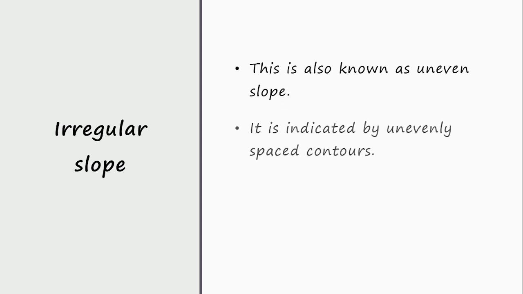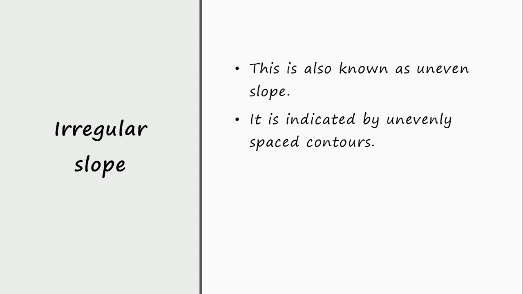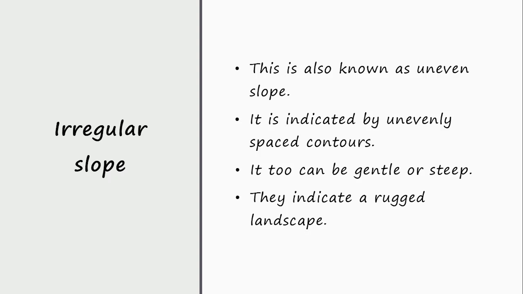Moving on, the irregular slope. An irregular slope is also known as an uneven slope. It is indicated by unevenly spaced contours. So you can see the difference between the irregular and the regular from these points. It can also be shown as a gentle or a steep slope. They indicate a rugged landscape. So as compared to the regular slope, where they show a smooth landscape, the irregular slope will show this rugged landscape.